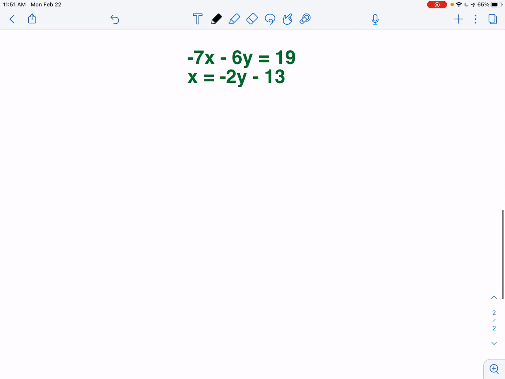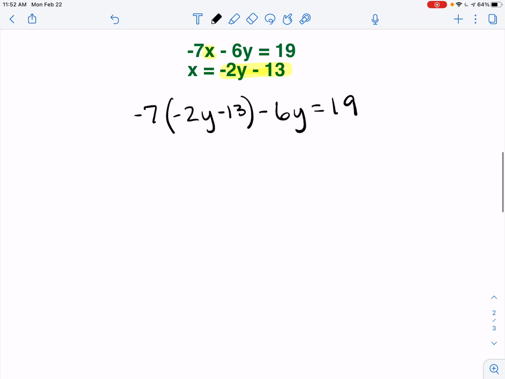Okay. So again, I always start off and I say, do either of my equations have an x equals or a y equals? And if I look here, my second equation is set to x equals. So I'm going to go up in my top equation and find x. And what I'm going to do is rewrite it so I can take out the x and substitute in its place the negative 2y minus 13. So negative 7, and then I'm substituting in, so I'm going to put in parentheses, negative 2y minus 13. Then I have minus 6y equals 19 is the rest of that equation. So again, I took what x equals in the second equation and substituted it into the first.